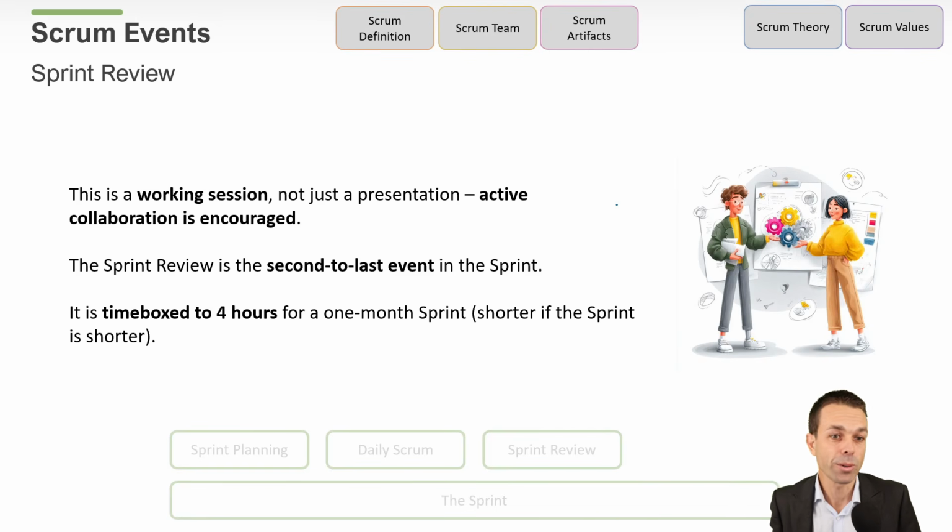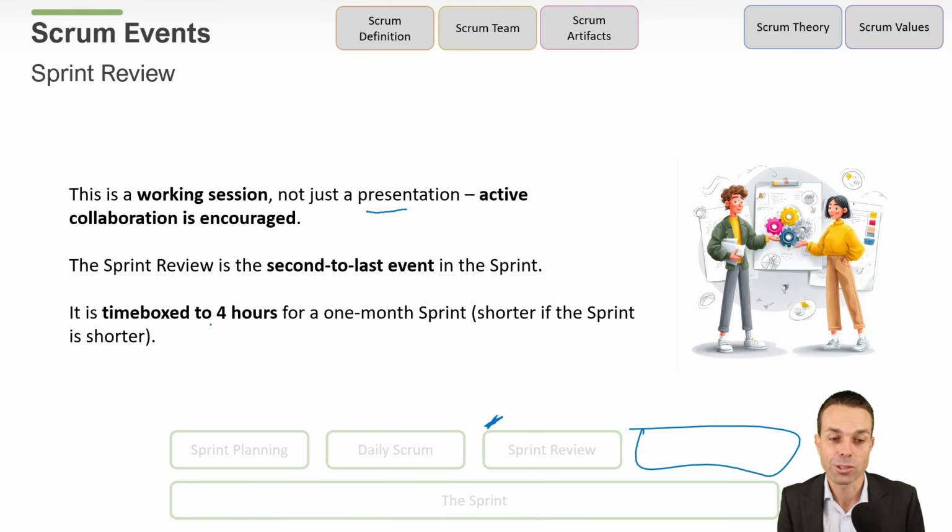Now, the sprint review is a working session. It's not just a presentation. Active collaboration is encouraged. The sprint review is the second to last event in the sprint. The last one is our retrospective. And it's time boxed to 4 hours. Now remember this for your Scrum exams, 4 hours for a 1 month sprint.